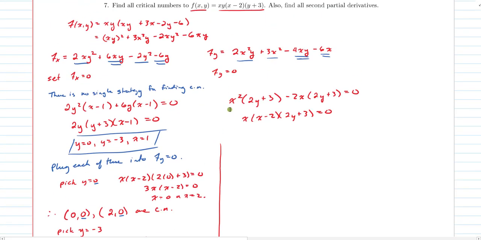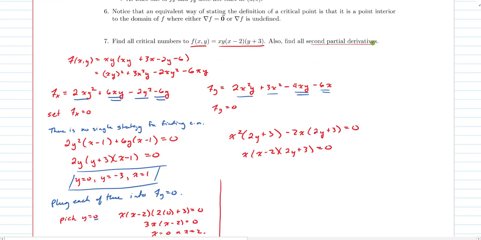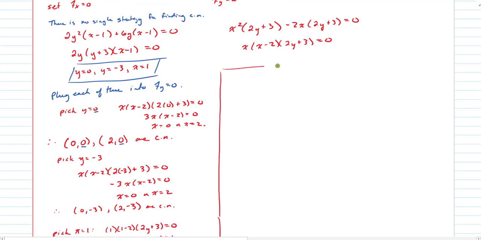The last thing, now that we've got those critical numbers, the last thing I ask you to do in this problem is just find all partial derivatives, and that's really just to save some space because we're going to need that on the next page.